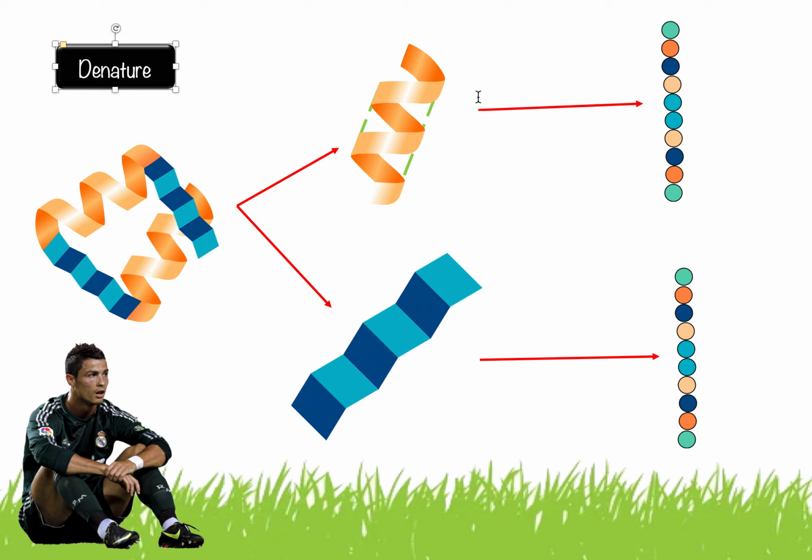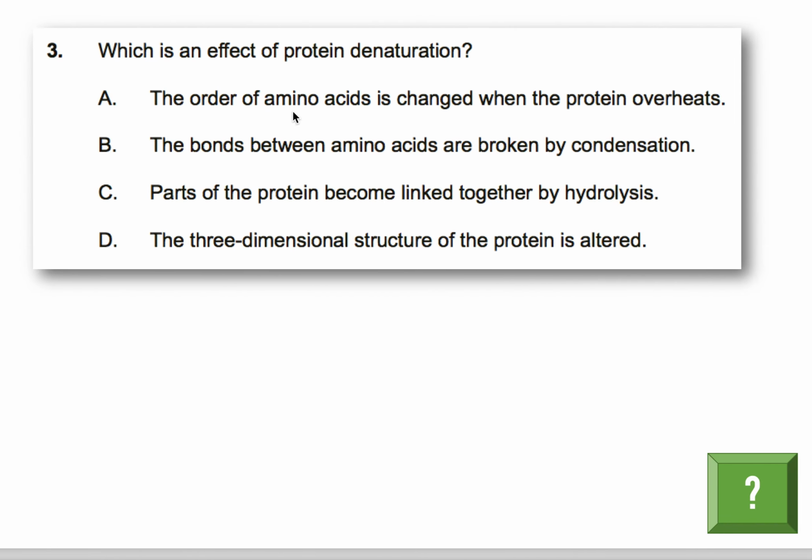All you're doing is undoing all these foldings that happen. That's all you're doing, okay? So it cannot be A because the order of amino acids is not changed. Now what about B? The bonds between amino acids are broken by condensation.